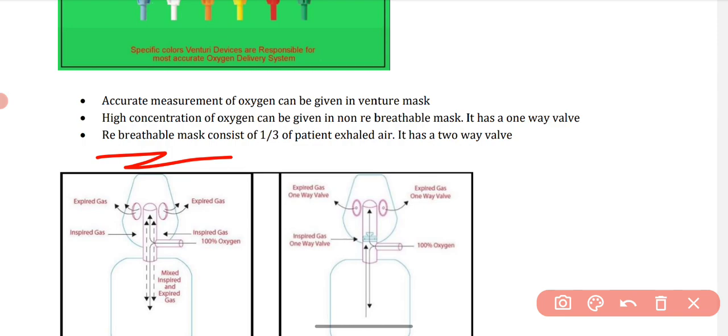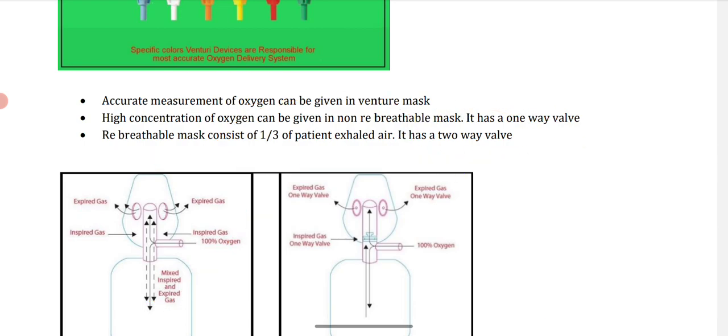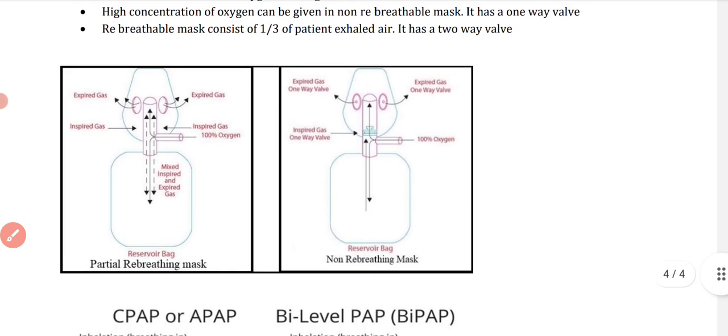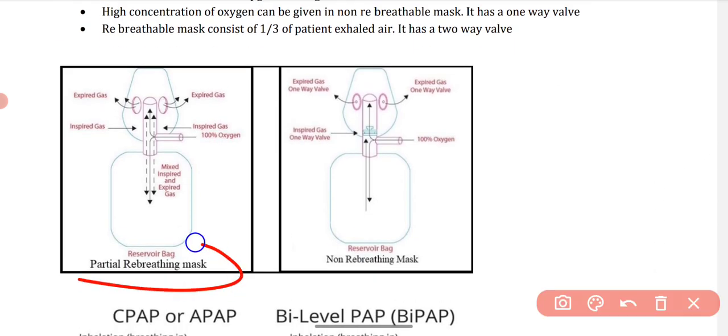That is called the rebreathable mask. Mostly the rebreathable mask and non-rebreathable mask both look the same. In the rebreathable mask, they are rebreathing their own exhaled carbon dioxide. So 1/3 of the patient's exhaled air will be stored in the reservoir, and the patient will be rebreathing oxygen as well as carbon dioxide together. And it is a two-way valve mask. Please remember that.